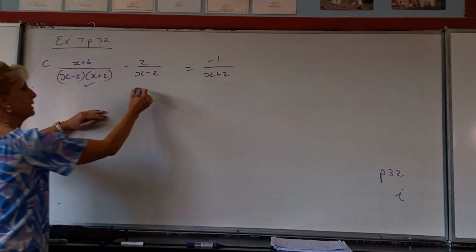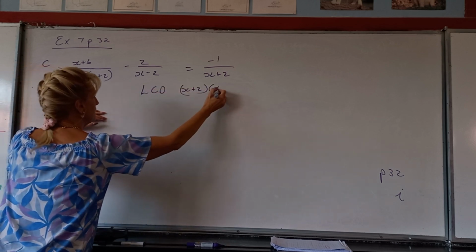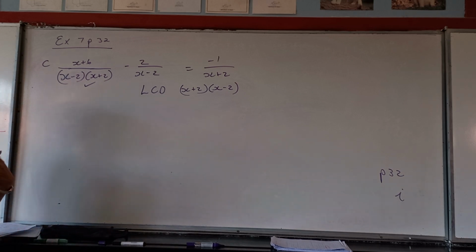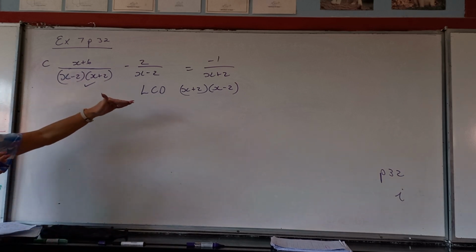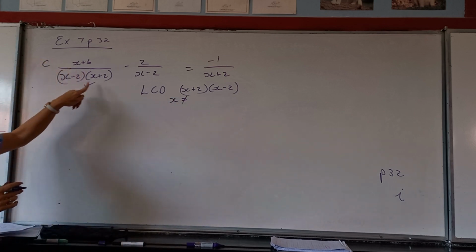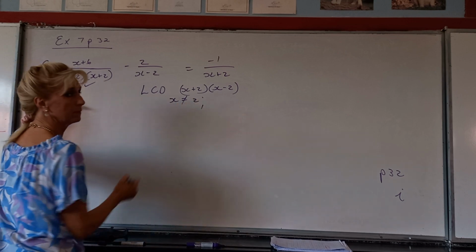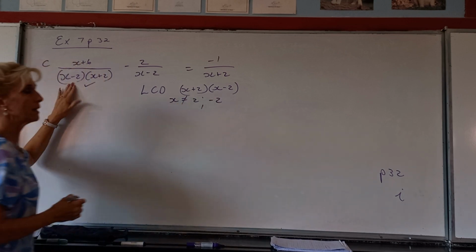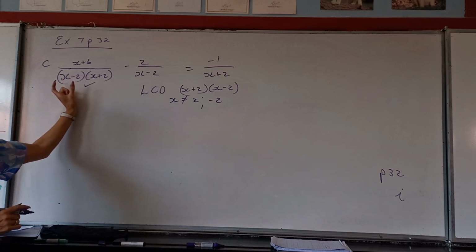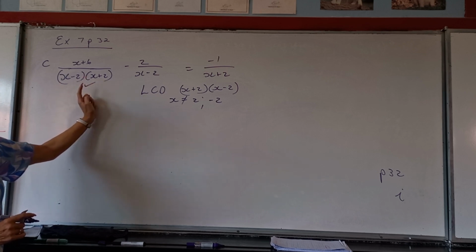Then my LCD is, please sit still, x plus 2 times x minus 2. And now I want you to remember it this way: the moment that I do LCD, there's an exclusion. When will this be a problem? If x is equal to 2 or negative 2. If the factor is 0. So the factor will be 0 if x is 2. The factor will be 0 if x is negative 2.